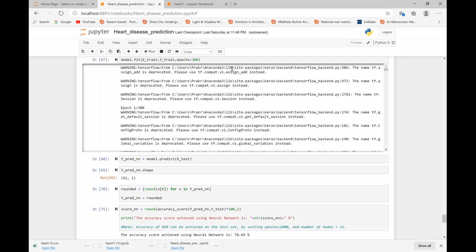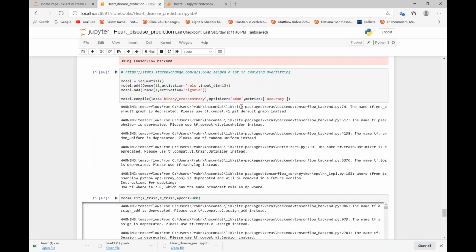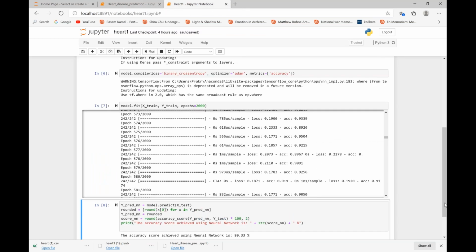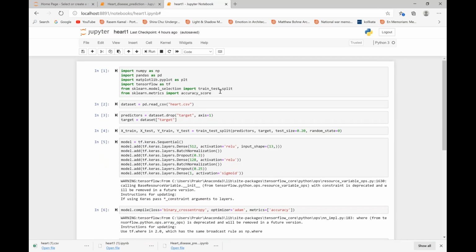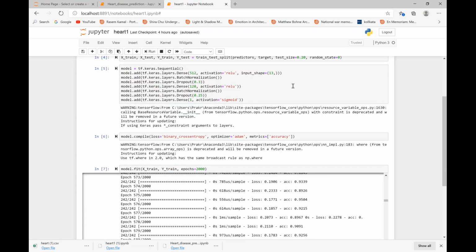Since we have used just 300 epochs over here, and our neural network is not quite complex, we can see that we're going to get less accuracy, which is about 78.69%. Now I'm going to show you another code wherein I have used about 2000 epochs. So the same procedure. First, I'm going to import all these libraries, and then the data set, and then this is the code. Here you can see that I've used batch normalization.